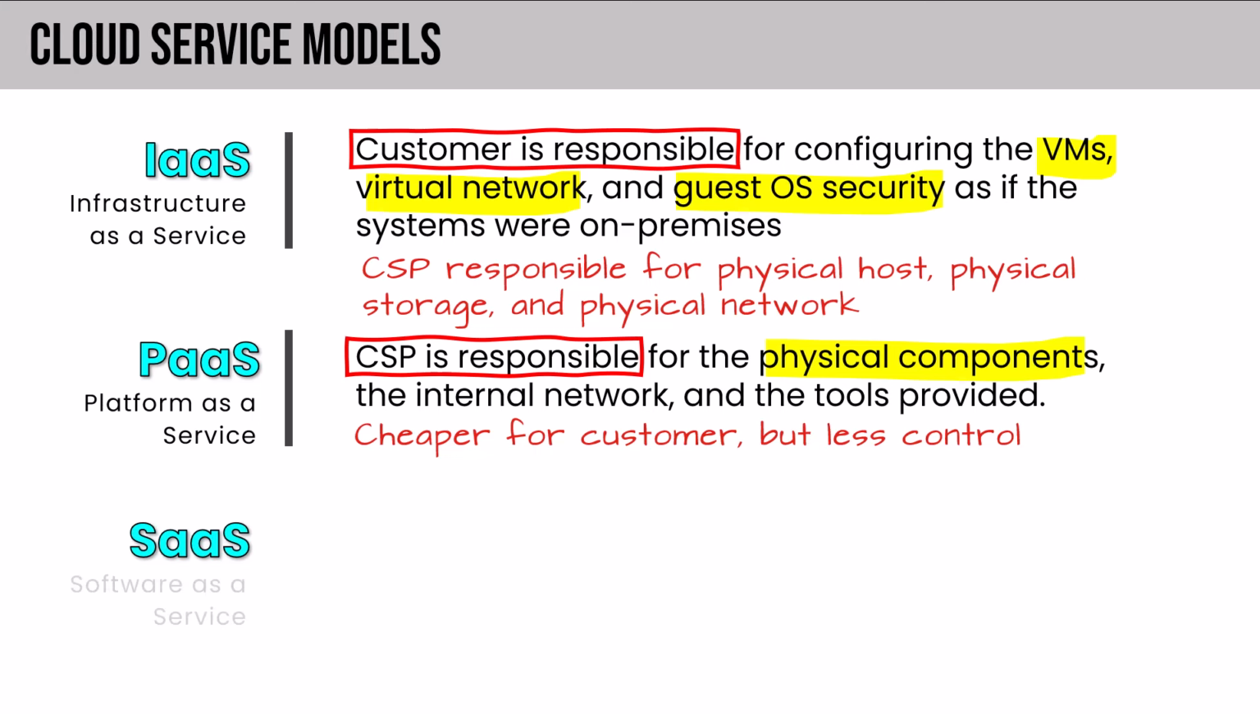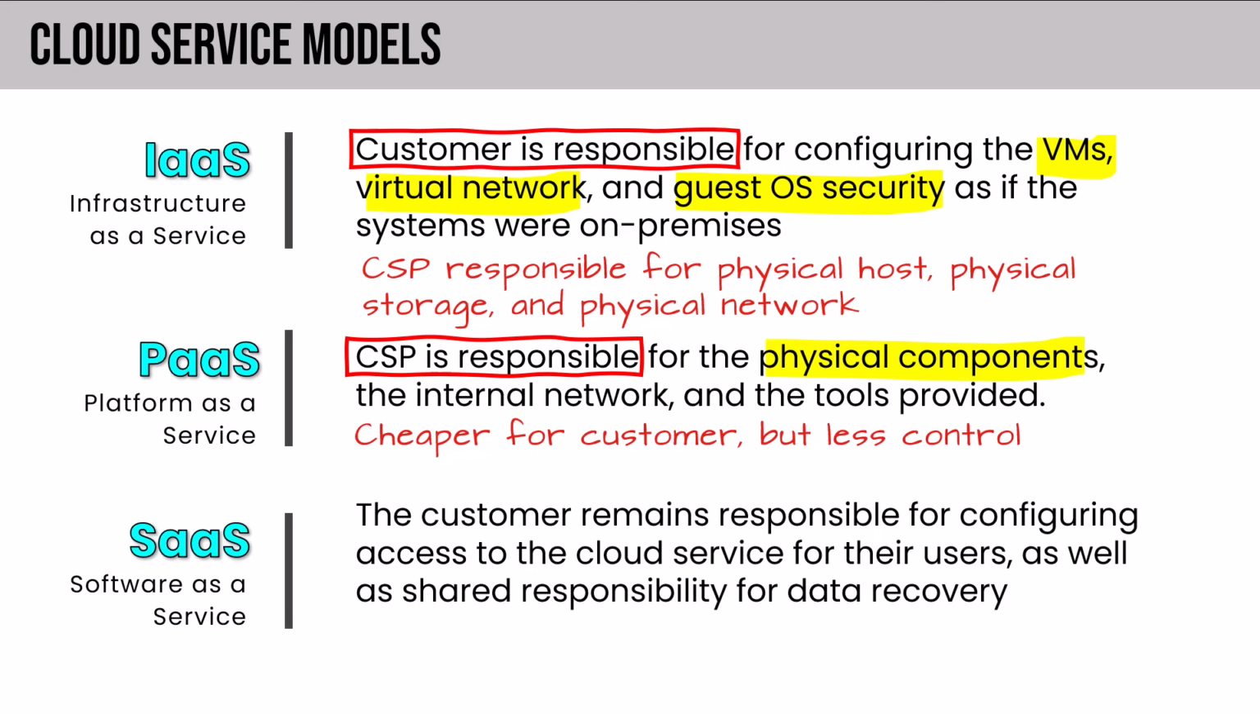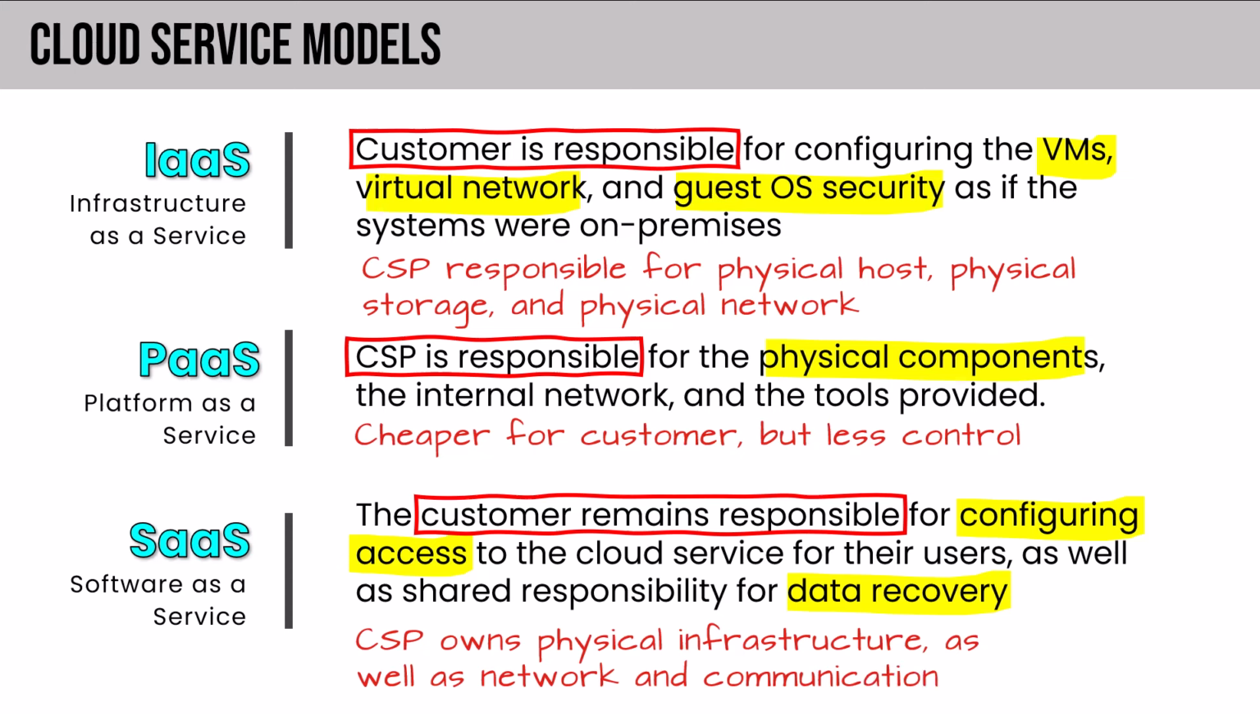And then finally, we have software as a service, where the customer remains responsible for configuring access to the cloud service for their users, as well as shared responsibility for data recovery. In a SaaS solution, typically the provider is going to give us a way to recover data, but we may implement our own data recovery so we can recover data faster. And I'll give you an example here in a minute. But the CSP owns physical infrastructure as well as network and communication.